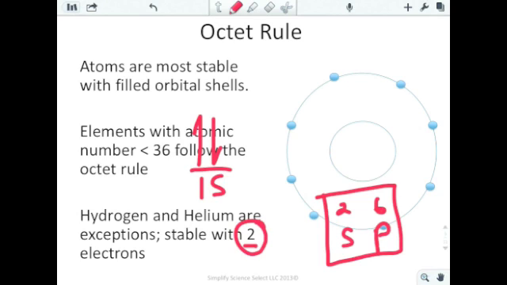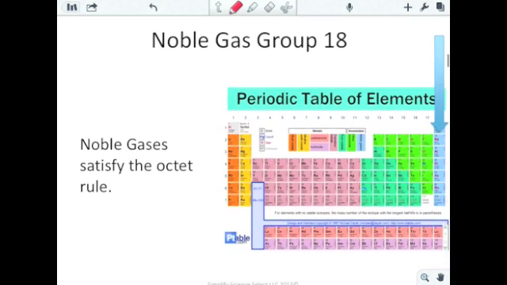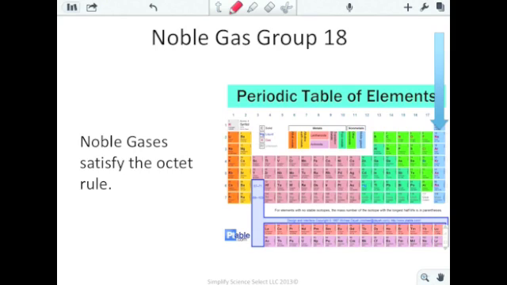That's our duet rule. Now, noble gases satisfy the octet rule, meaning everything wants to be like a noble gas. The reason the noble gases are so stable is because they already have that octet. They're so stable, they don't bond with anything, they're unreactive, because they don't have to gain or lose or share electrons to become stable. They already are stable by themselves because they already satisfy the octet rule.